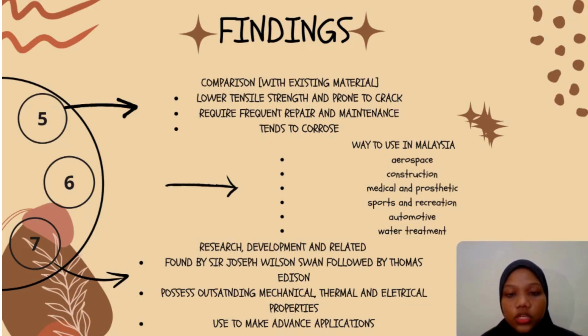Next is the way to use carbon fiber in Malaysia. The use is for the aerospace, for construction, medical and prosthetic, sports and recreation, automotive and water treatment. Lastly is the research, development and related by the carbon fiber. Found by Sir Joseph Wilson Swan, followed by Thomas Edison, possessing outstanding mechanical, thermal and electrical properties used to make advanced applications.